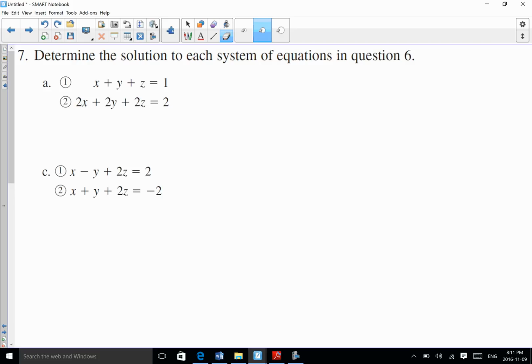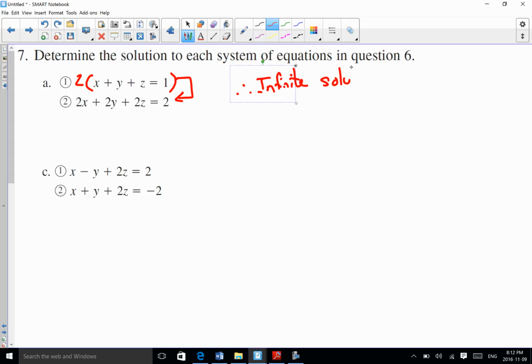Okay, number 6, we're asked to determine the solution to each system of equations we looked at in 6. So we'll start with the easy one, the first one. The reason that was so easy was we recognize that if you double this, you get this equation, which means there's infinite solutions because these two planes are actually the same plane. They're lying on top of each other. So every single point is a solution. Yeah, that's a nice one.